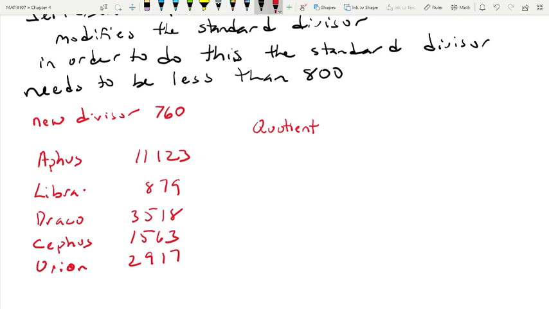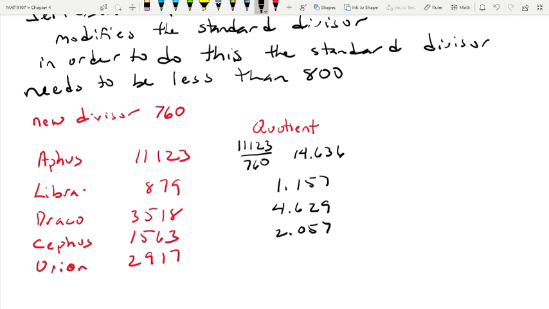And so now we get our new quotient numbers, so we're going to divide. Now it's going to be the 11,123 divided by our new number, which is 760. And so this gives me 14.636, 1.157, 4.629, 2.057, and 3.838. And again, we write down our standard quota.